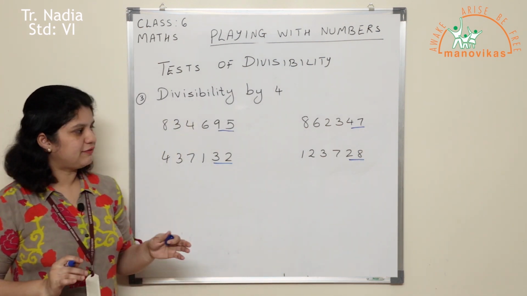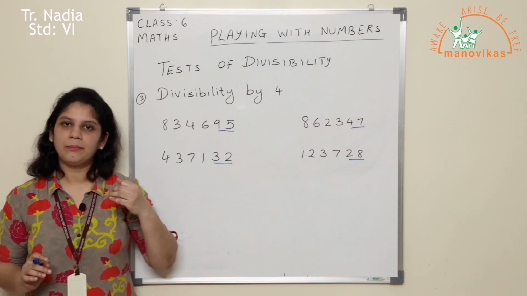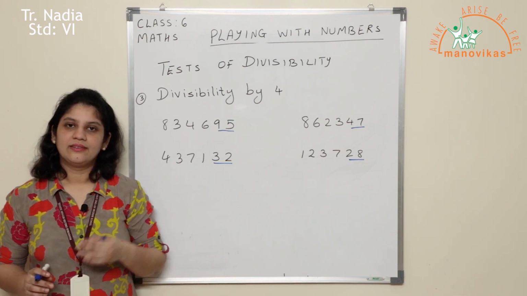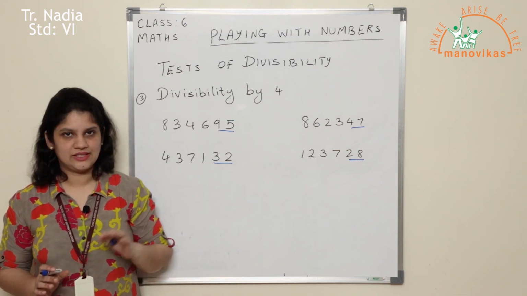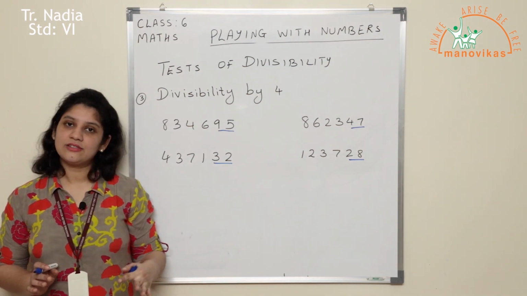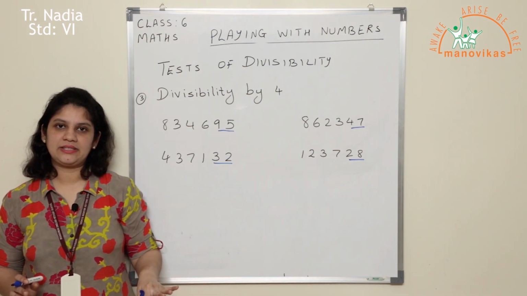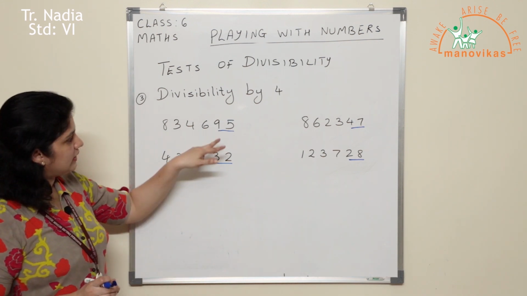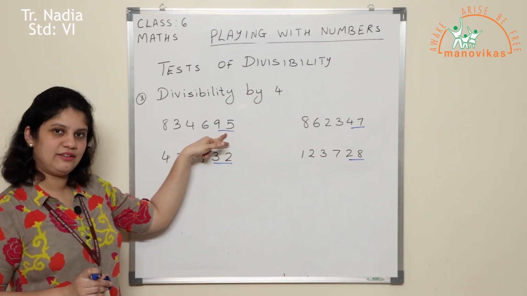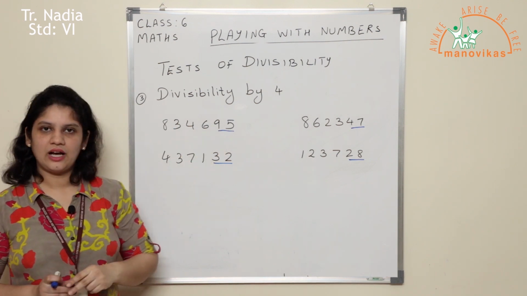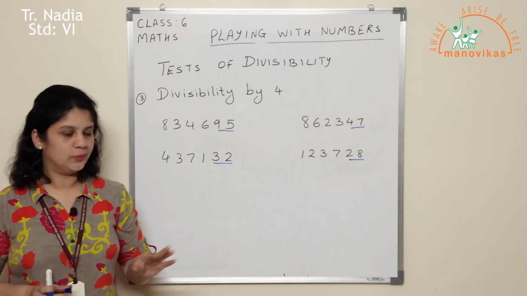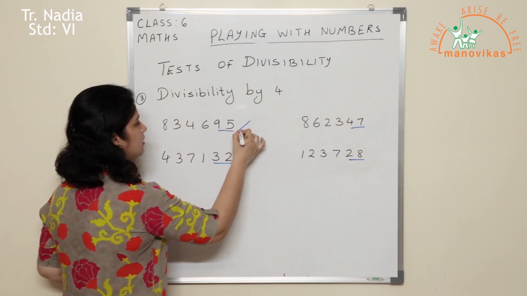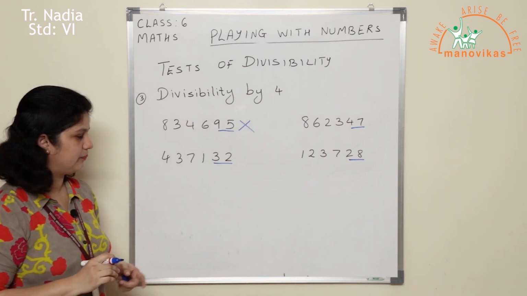Now if the last 2 digits come in the 4 times table, that means that number is divisible by 4. If the last two digits do not come in the 4 times table, then the number is not divisible by 4. So here the last two digits are 95. Does 95 come in the 4 times table? No. So this number is not divisible by 4.